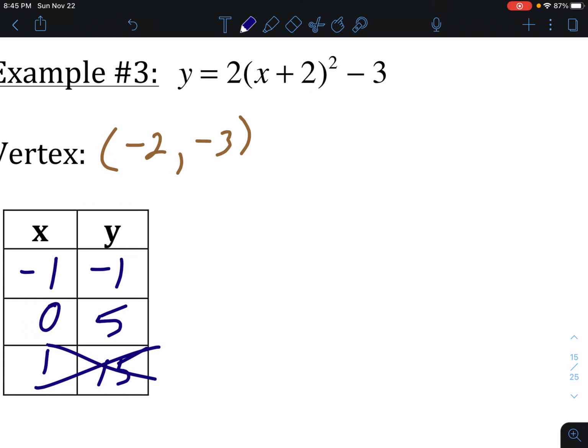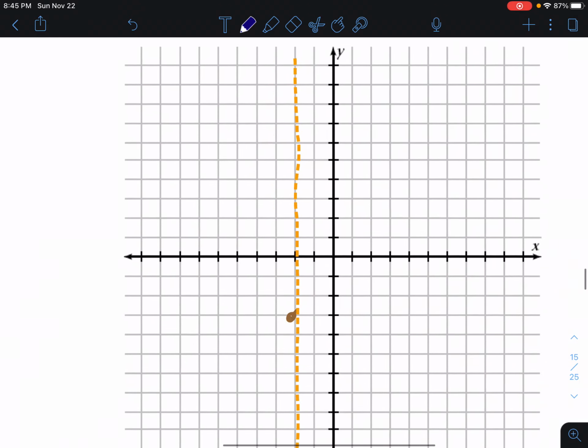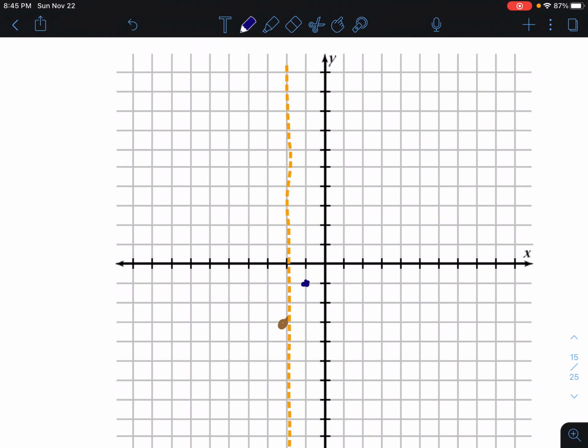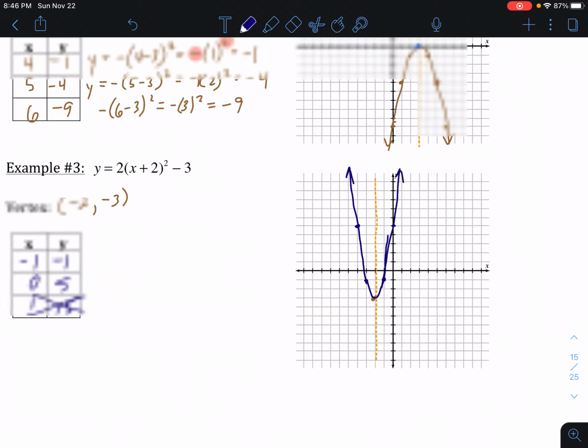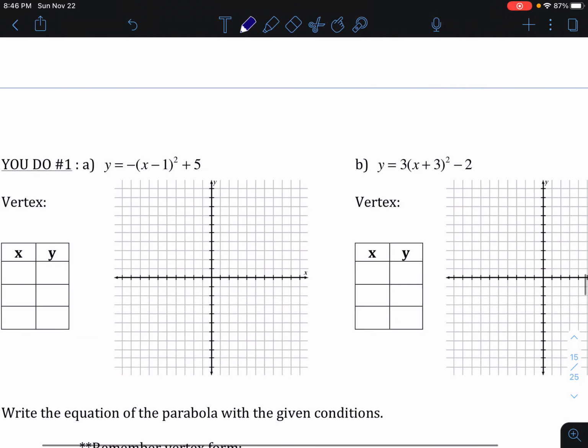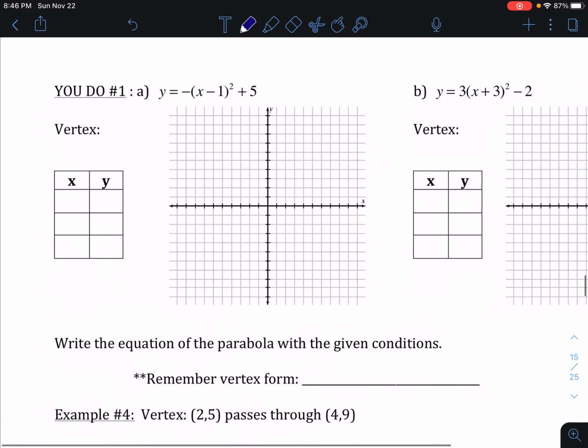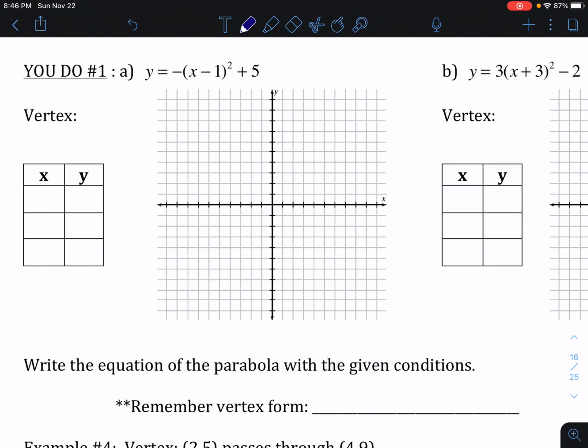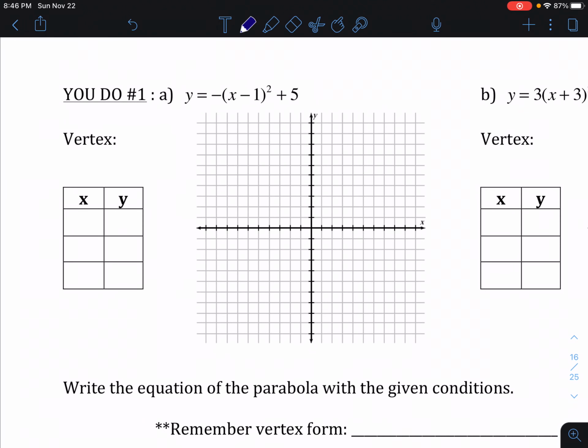All right, so let's take those points, negative 1, and 0, 5. You get points on the other side of the axis of symmetry, here and here, and draw your very stretched out, thin parabola. Okay, try this one out on your own. So pause now and try it.